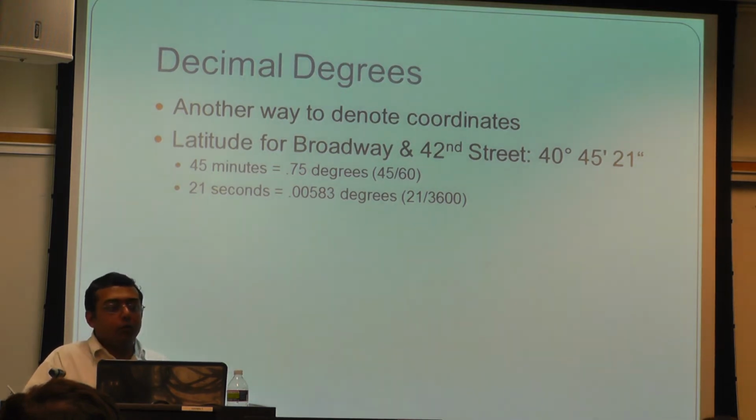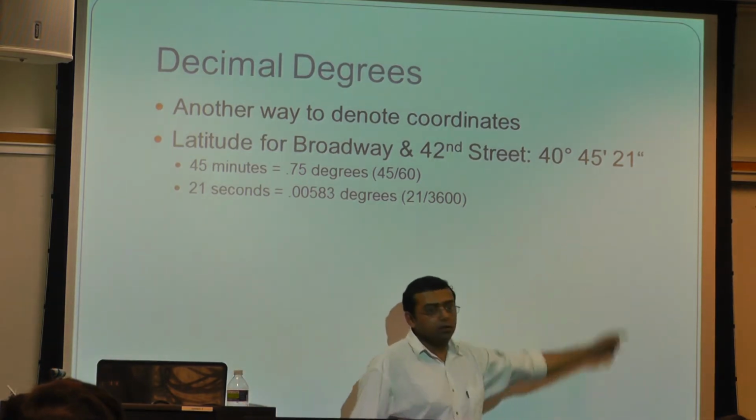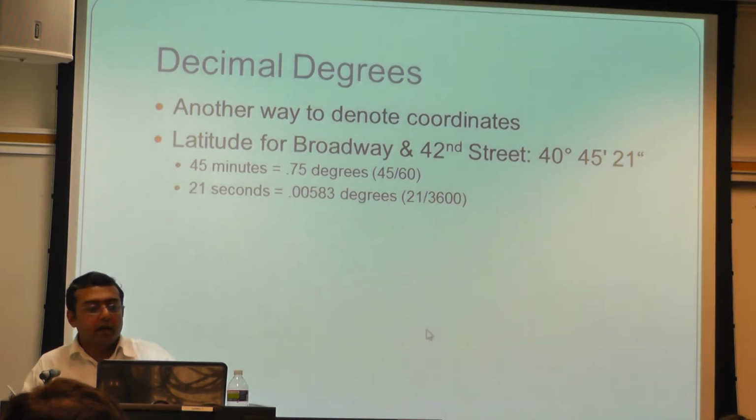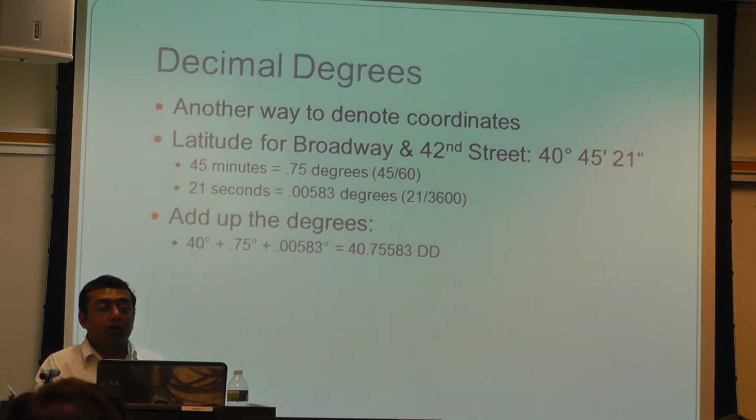Look at the latitude for Broadway and 42nd Street in New York City. That is 40 degrees, 45 minutes, and 21 seconds. How do you convert this to decimal degrees? You take 45 minutes, divide that by 60, and you will get 0.75 degrees. Take 21 seconds, divide that by 3600, and you will get so many degrees for the seconds. Then you add everything up, and that is your decimal degree for the latitude. And you will do the same for the longitude.